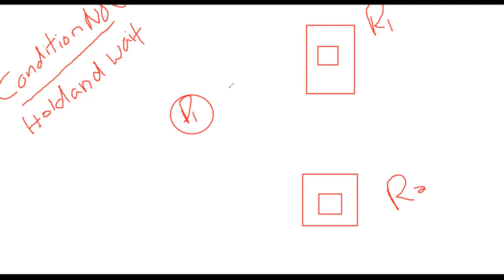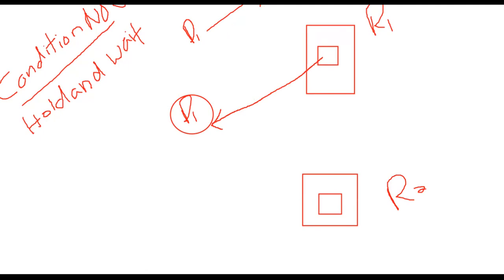Okay, so now P1 is holding R1. P1 is holding R1. You know that this arrow is the holding arrow. Do you remember in the previous lecture we had a discussion that whenever a P1 is requesting a resource, this arrow will be used, and whenever the resource is assigned, then this arrow will be used, okay?